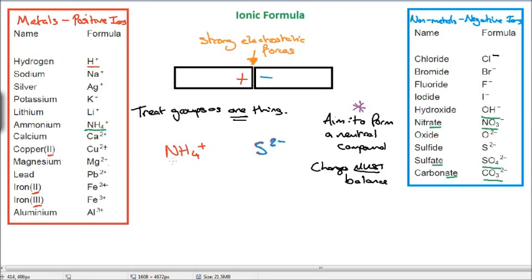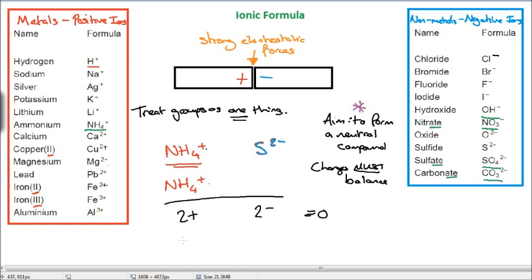So again, remember, we treat this as one big thing. At the moment, we've got an overall charge on the left of +1, and we've got 2 minus on the right. So for this to be able to come together, we're going to need another ammonium ion. So now overall we've got a charge of 2 plus on this side. There's 1, there's 2, 2 plus. And we've got 2 minus on this side. So that's going to be neutral. 2 plus 2 minus equals 0.